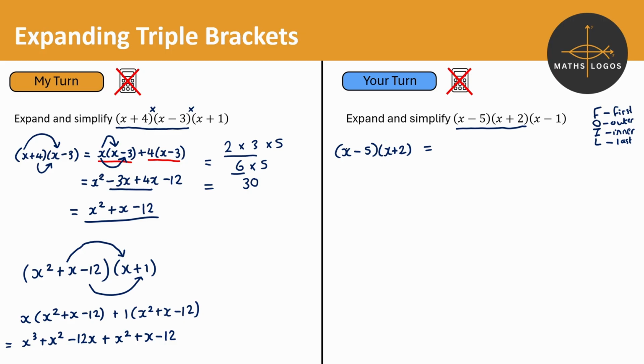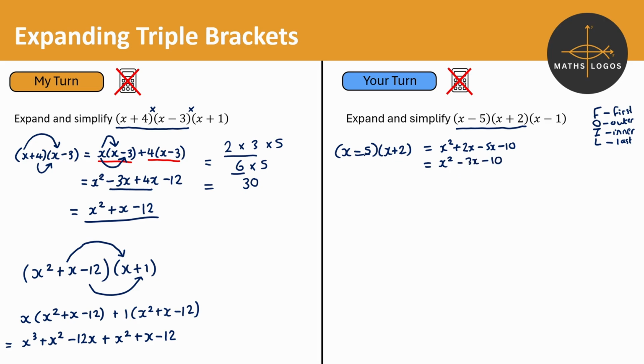So I'll multiply my first terms together, so that's x multiplied by x to give me x squared. I'll multiply my outer terms together, that's x and 2, give me 2x. My inner terms, so that's negative 5 and x to give me negative 5x. And my last two terms, so the last terms in each bracket, negative 5 and 2 to give me negative 10. Then I can tidy up my like terms, so 2x take away 5x is negative 3x take away 10.